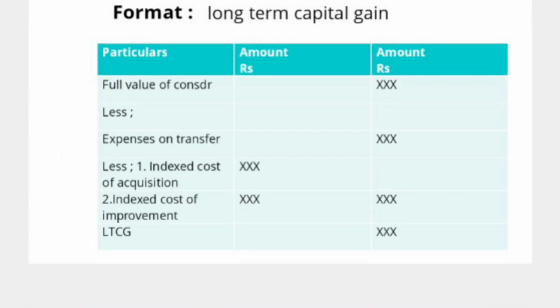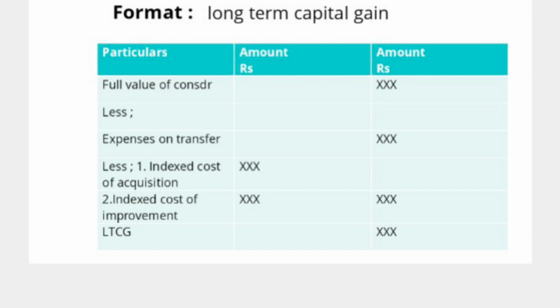So we got short term capital gain, and long term capital gain is like this: the full value of consideration, the property you sold in the current year, and less expenses on transfer. Expenses of transfer means the brokerage amount and the transaction amount. You deduct the expenses on transfer from the full value of consideration, and you will get a net consideration. From that, you need to less indexed cost of acquisition. Do you know what is the indexed cost of acquisition?